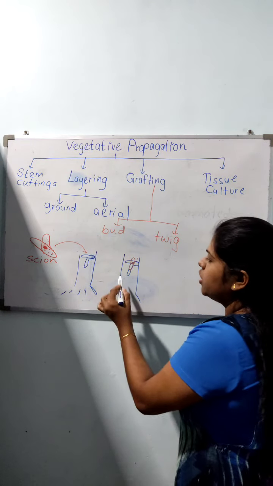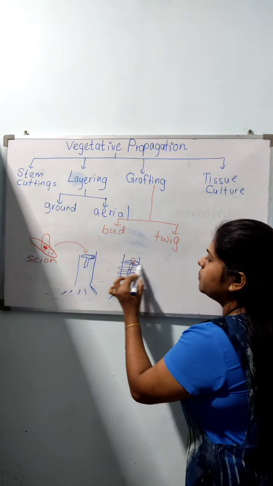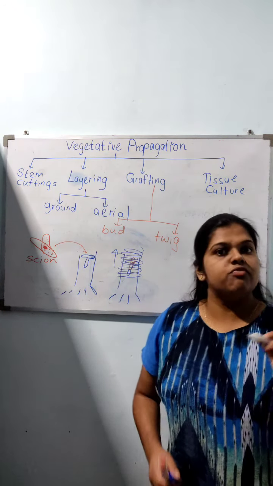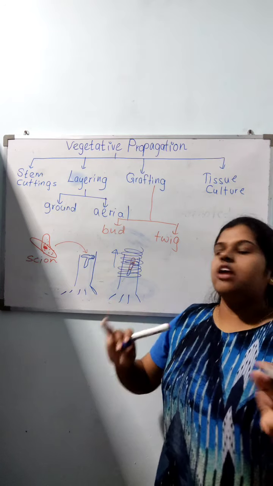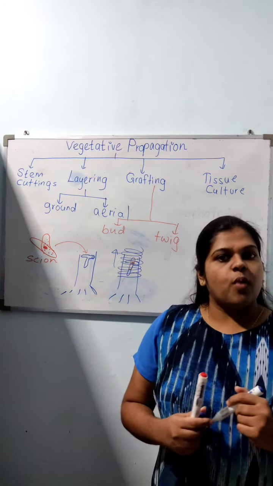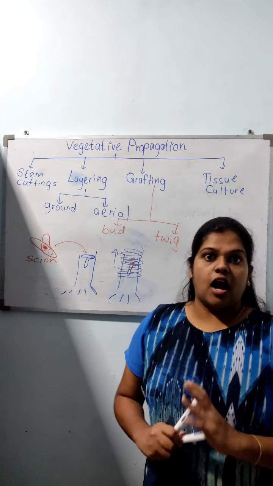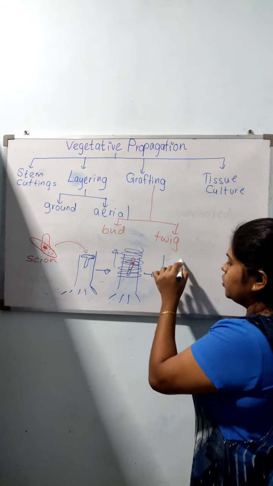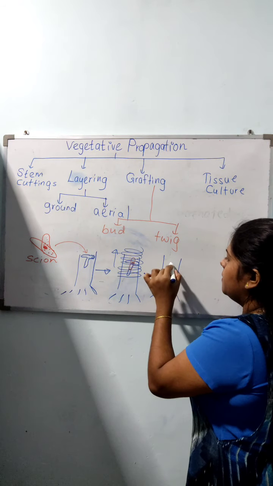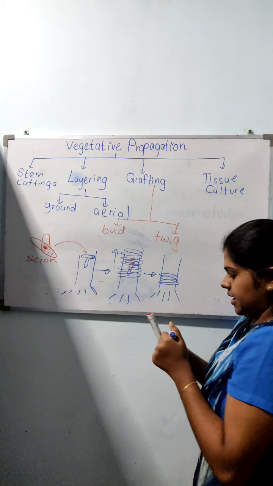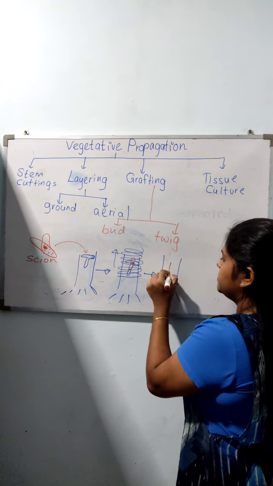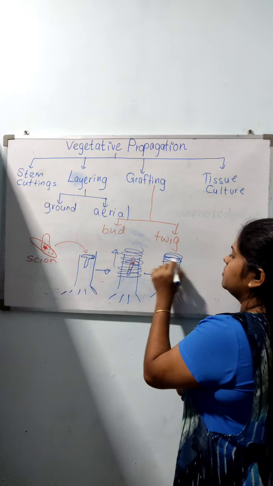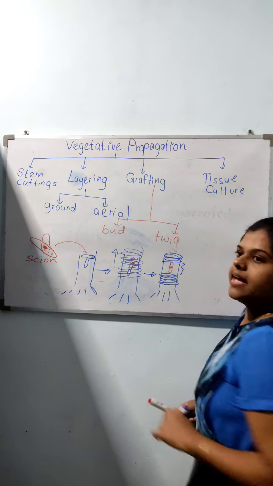Then you have to wrap this place from downwards to upwards using some sort of polythene. Otherwise, if it rains, the rainwater will go in and spoil our grafting. After about two or three days, you have to remove this part, just letting the bud open outside, and again cover from this place, opening only this area.